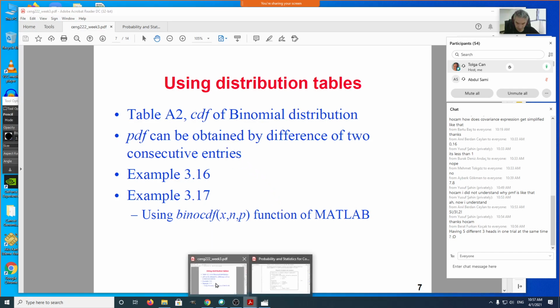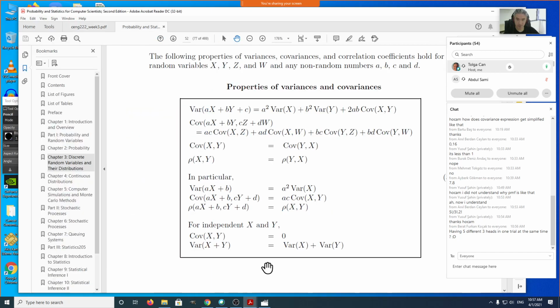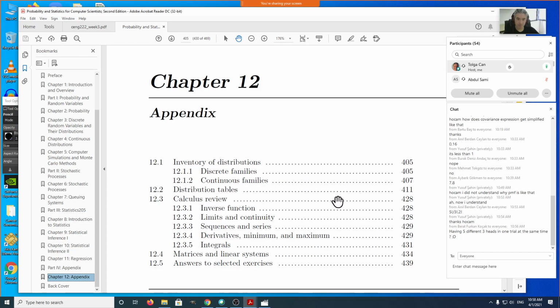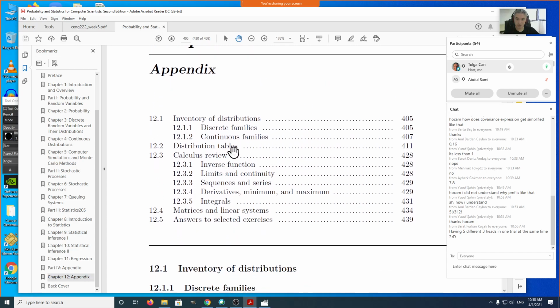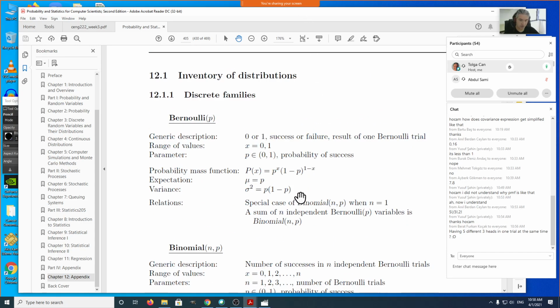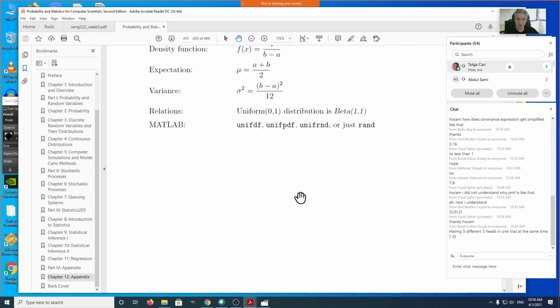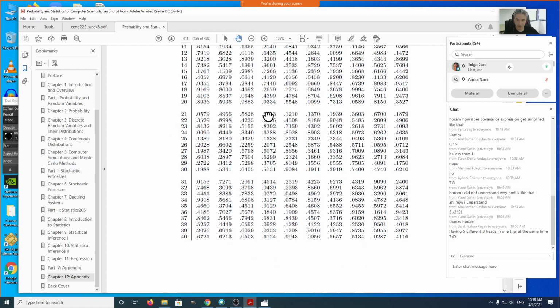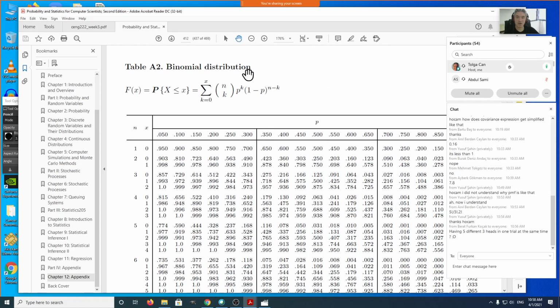At the end of the book, in the appendix, table A2, let me go to the end of the book, the appendix. Well, there are 2. Yeah, here's now part of it, distribution tables. There are 17 pages of distribution tables. So let's take a look at those. Look at this table, binomial, table A2. This one is the binomial distribution table.